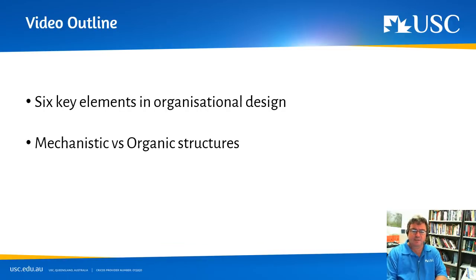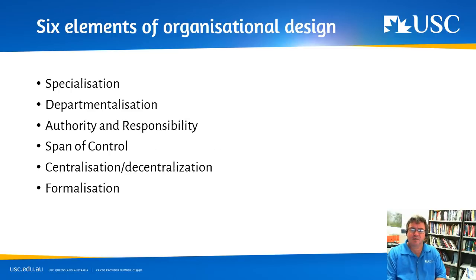So, two things, 6 key elements in organisational design. We'll go through each one of those individually, and then a quick slide on mechanistic versus organic structures. Common terms used in human resources management, in identifying different types of organisations overall. Okay, the first 6 elements, so the 6 elements of organisational design, there they are. I won't read them out, but that's what we're going to go through now in hopefully not too long.